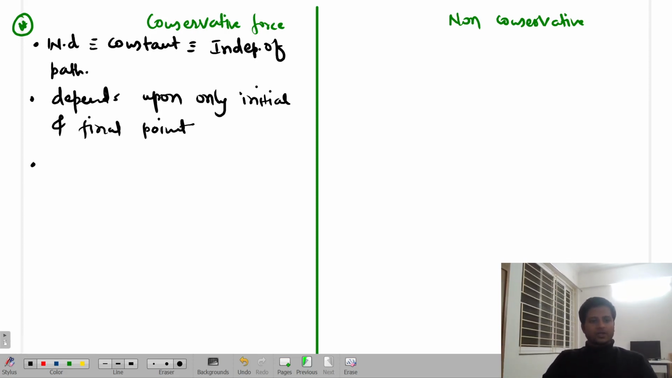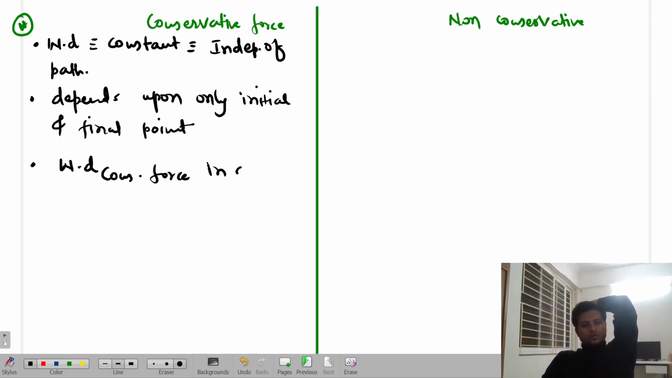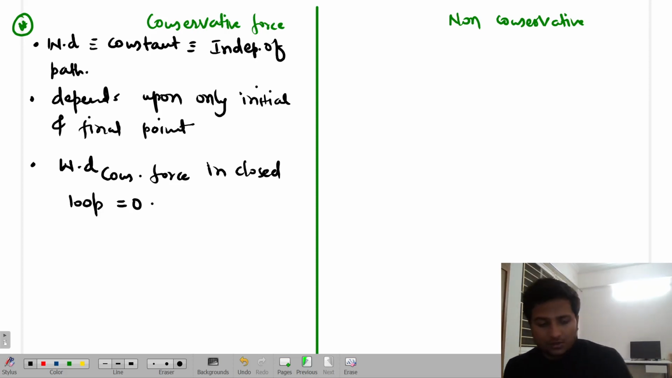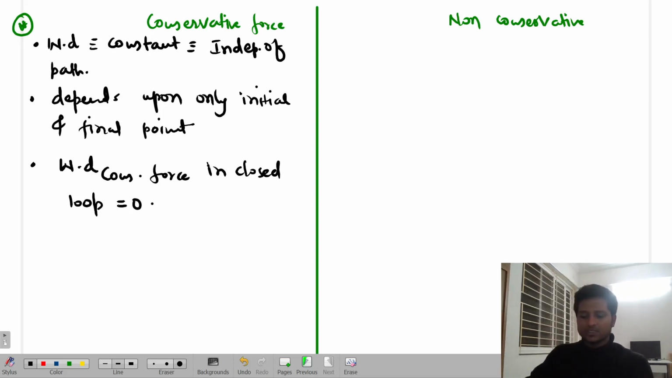Third point, if it is constant, independent of path, depends upon initial and final point. Work done by any kind of conservative force in a closed loop is basically equal to how much? Zero. Are you able to get me or not? Is this clear? Next point.